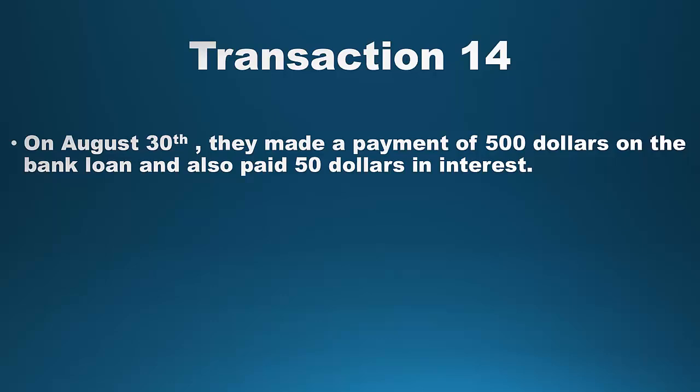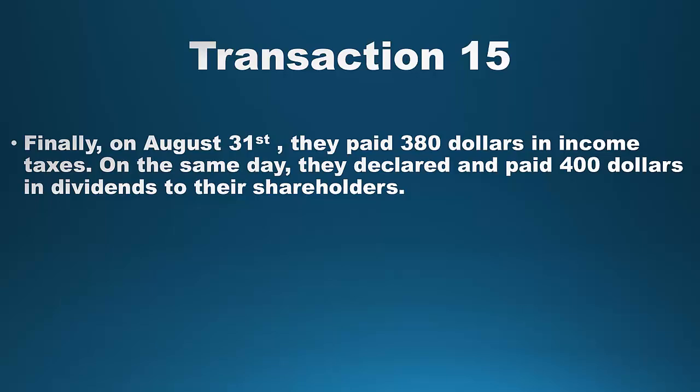14. On August 30th, they made a payment of $500 on the bank loan and also paid $50 in interest. 15. Finally, on August 31st, they paid $380 in income taxes. On the same day, they declared and paid $400 in dividends to their shareholders.